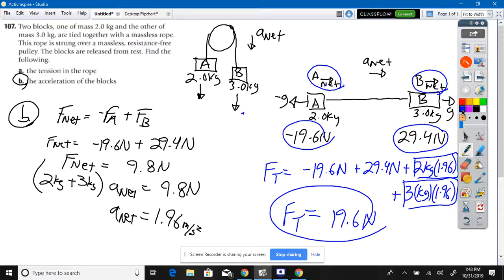And then, guys, the other problem I wanted to do real quick was there's going to be a centripetal force problem on it tomorrow. So go to problem number 110 about the skater.